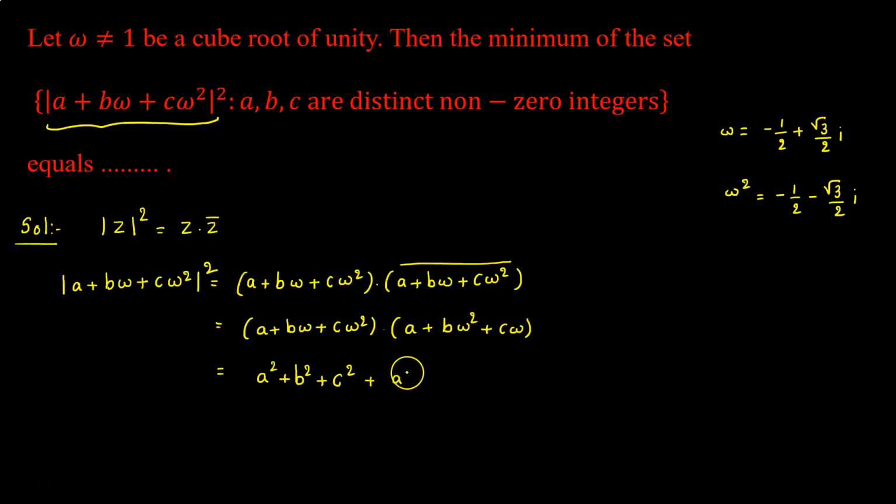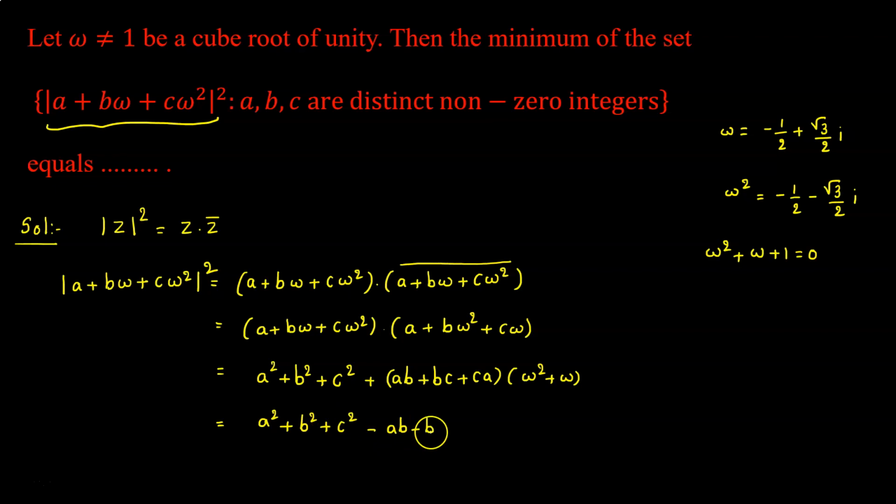So we can write it as ab plus bc plus ca into omega square plus omega. And now we know that omega square plus omega plus 1 is equal to 0, because adding these two we get minus 1. So omega square plus omega is minus 1. That means we can write this as a square plus b square plus c square minus ab minus bc minus ca.